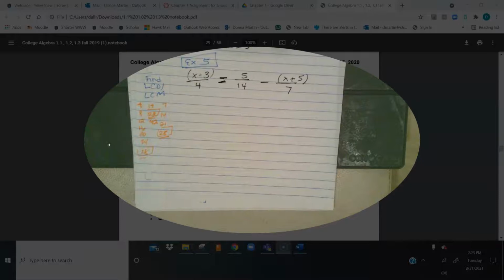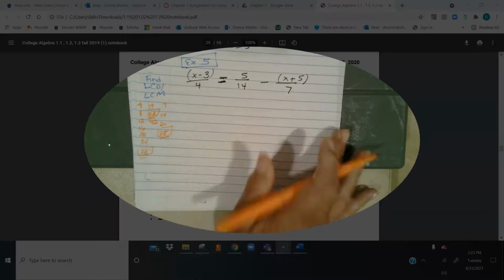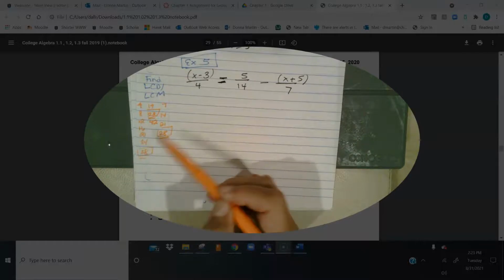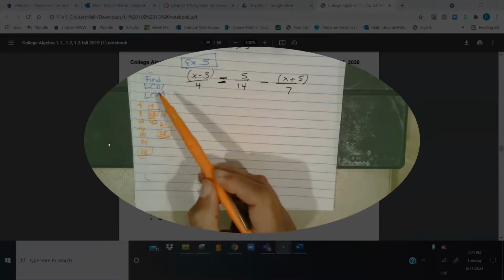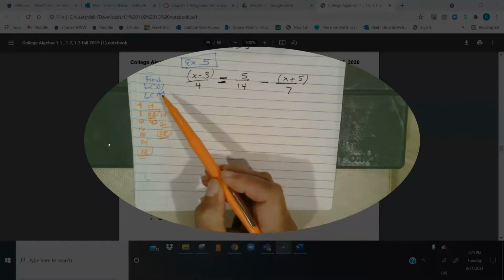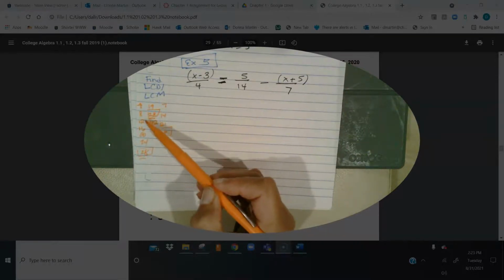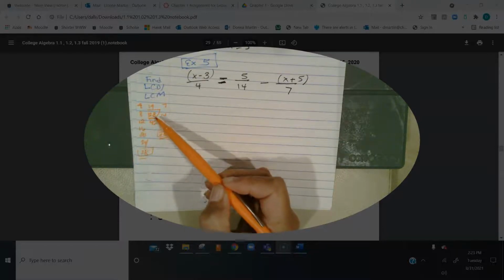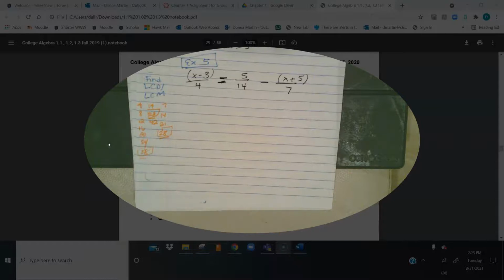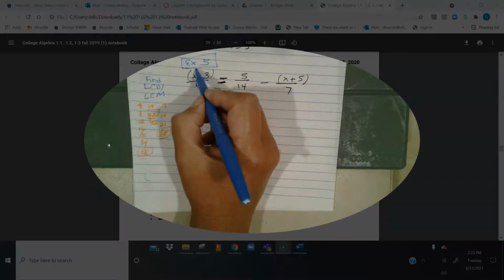I'll circle that, and that will be what I'm using here. By the way, it takes 1, 2, 3, 4, 5, 6, 7 4s. It takes 2 14s to make 28, and it takes 4 7s. You can see that in the list. That's 7 4s, 2 14s, and 4 7s to make 28. This is what it looks like.